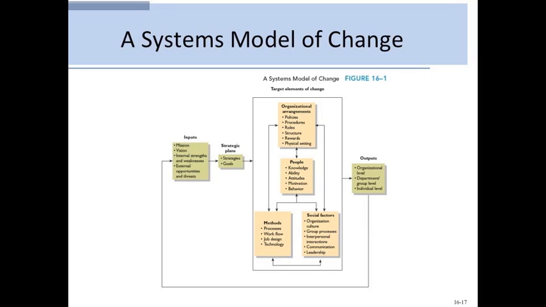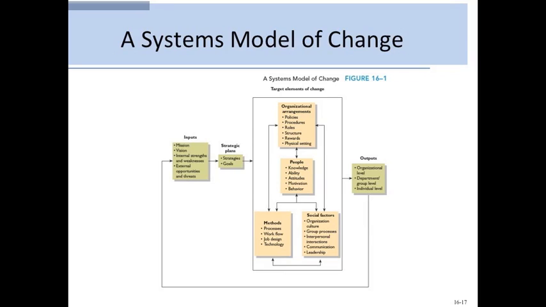And as you recall again from chapter 15, structure follows strategy. Once we have devised our way of doing business, which is essentially what our strategy is, our structure is created to facilitate that strategy, to allow us to implement that strategy. So the strategic plan, along with the mission, the vision, and the external and internal analysis, they're all inputs to what we call the target elements of change.